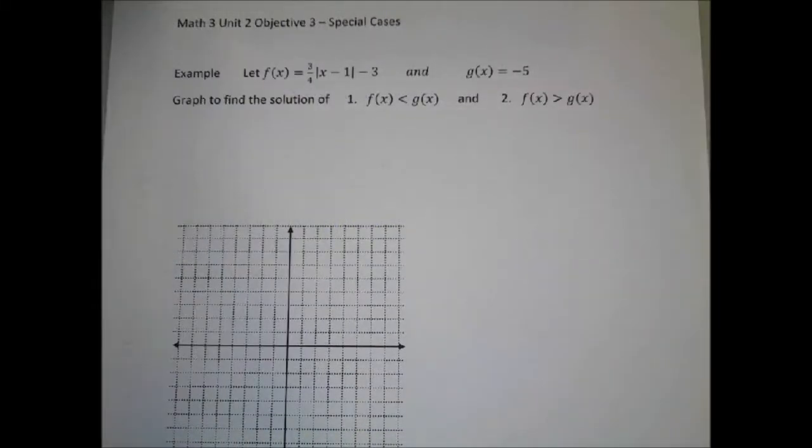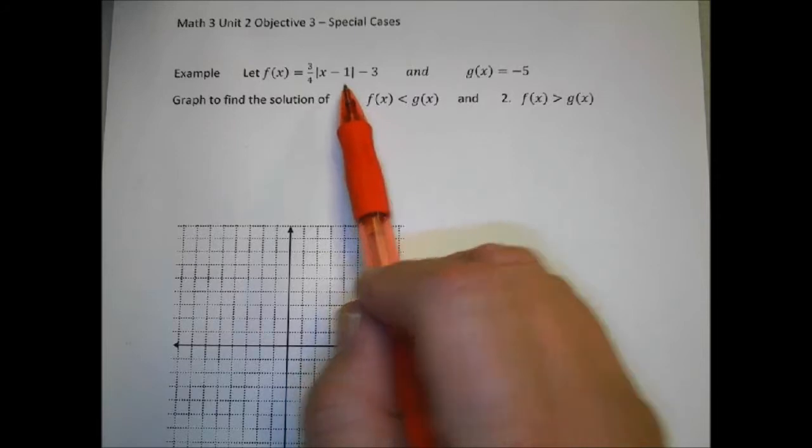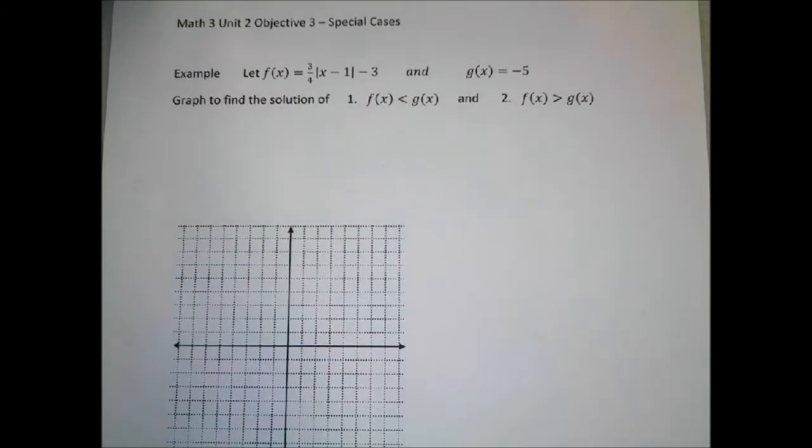Let's end objective 3 with the special cases. Now, the special cases can be a little tricky if you're trying to solve them using algebra. But if you're trying to solve them graphically, they really make a lot of sense. So on this last example, I've given f of x to be 3/4 absolute value x minus 1, minus 3. And I've given g of x as -5. So before we even look at what we want to do with them, let's graph them.